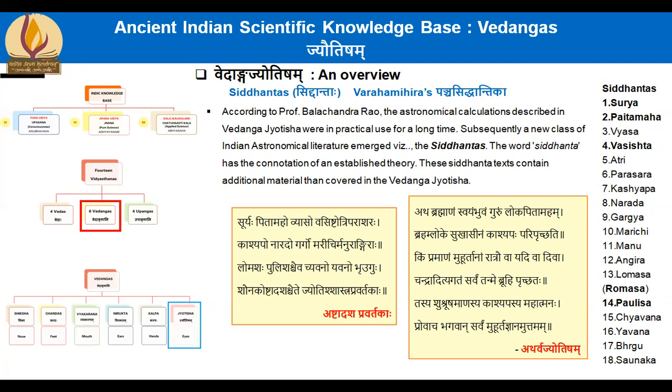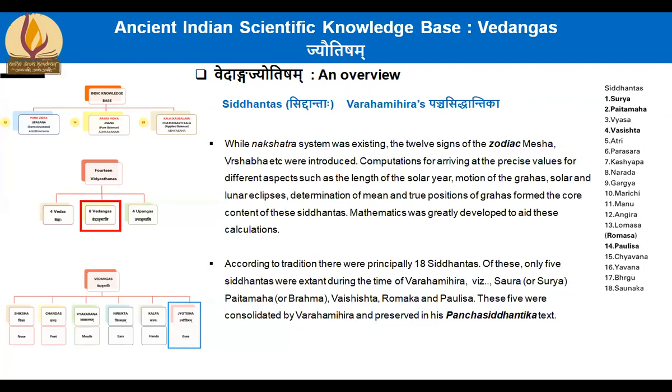So he goes and requests, prays to Brahma, and Bhagavan provacha sarvam muhurta jnanam. So Bhagavan Pitamaha, or Brahma, gave him all the knowledge that was required of this Jyotisham. Then, while the nakshatra system was existing, the 12 signs of the zodiac, Mesha, Vrishabha, etc., were introduced.